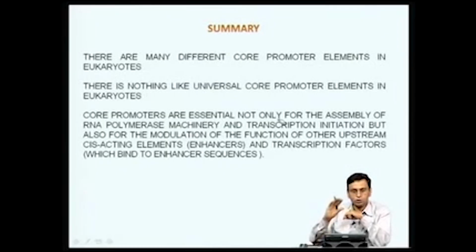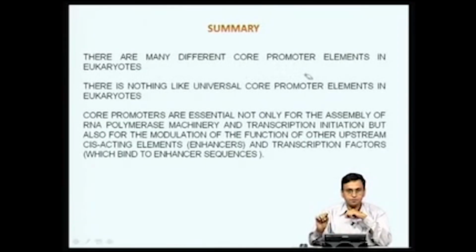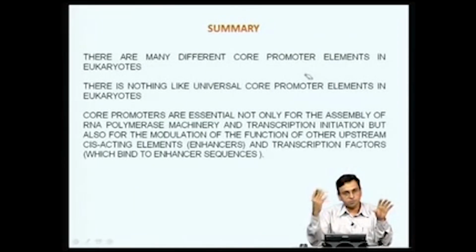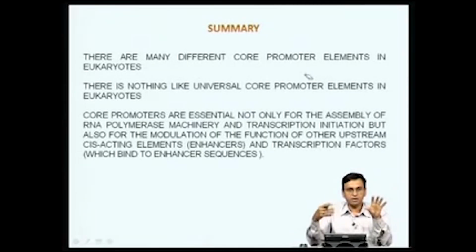So, I would like to summarize what I have told you so far. The crux is that there are many different core promoter elements in eukaryotes. Do not think that when somebody talks about transcription in eukaryotes, it is just the TATA sequence. There are many variations of the TATA sequence. A TATA box in fact is present only in a small subset of eukaryotic promoters. There are many promoters called TATA-less promoters. In such TATA-less promoters, many other core promoter elements like the BRE, initiator, DRE and so forth take over the function of the TATA box.